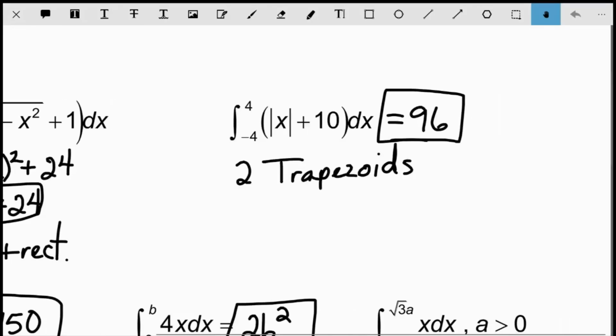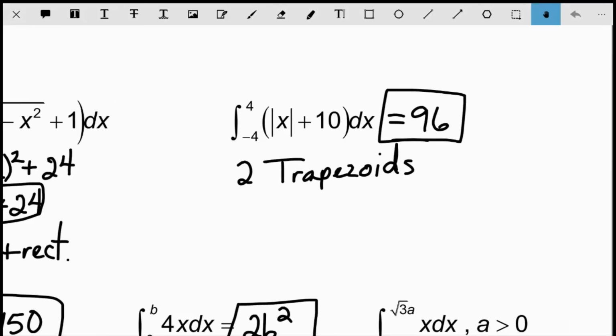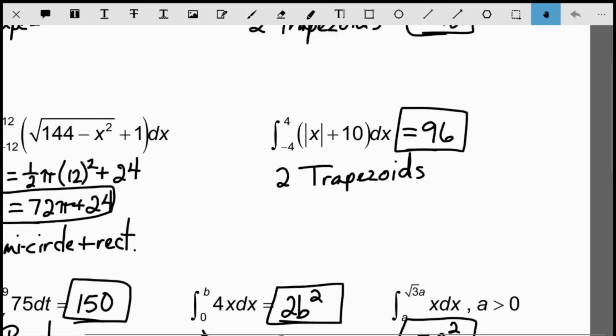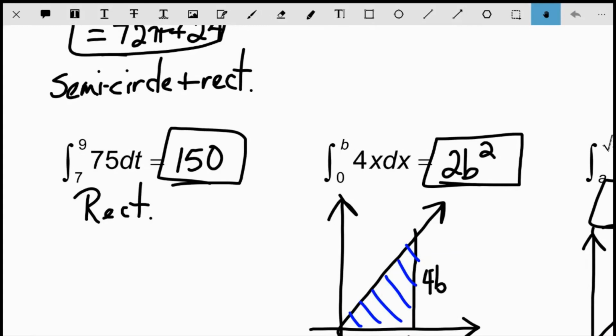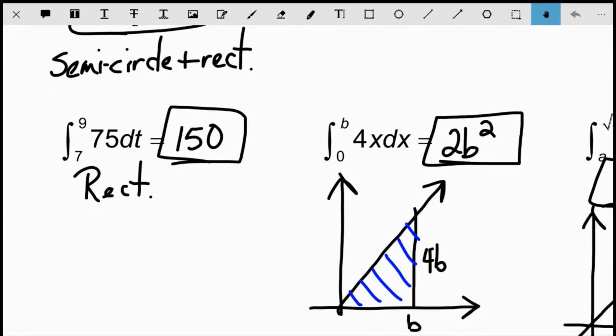Next one here, again, I did 2 trapezoids. So very, very simple. And this one's got symmetry again. You could also do a rectangle and a triangle. There's different ways to approach these a lot of times, but whatever makes the most sense to you. Here we've got a constant value of 75. So now we know that when it's constant, it's just the length of the interval times that constant value. In this case, we get 150.